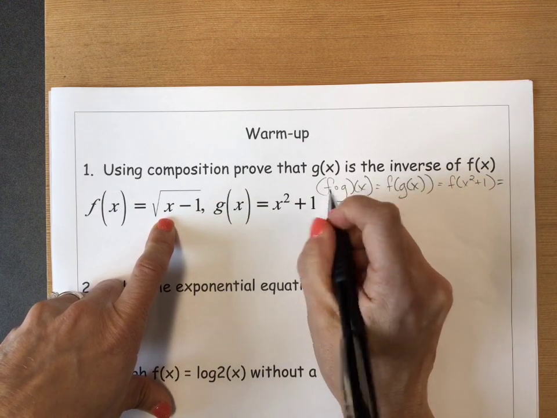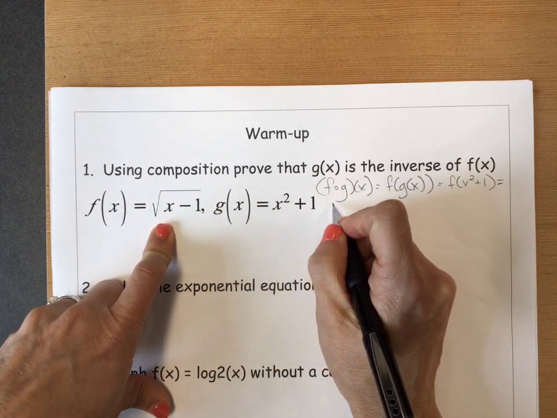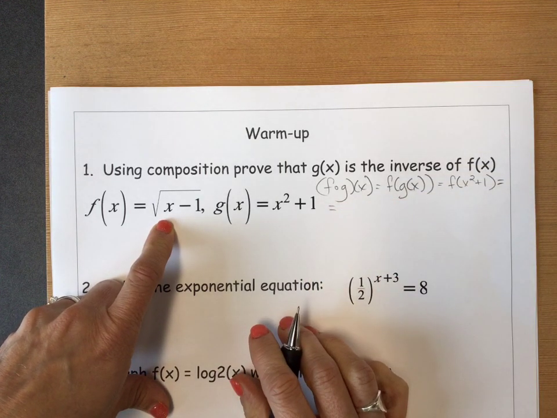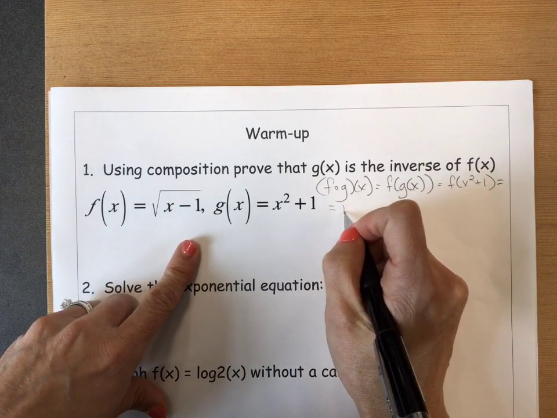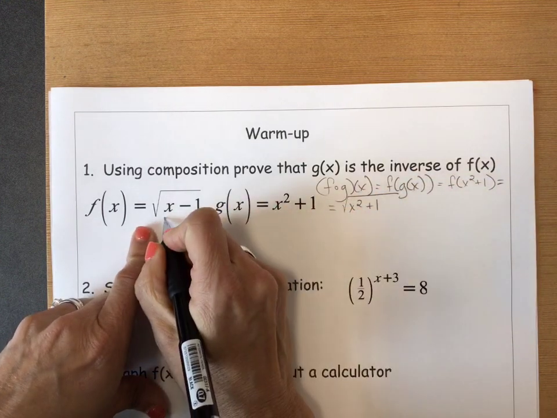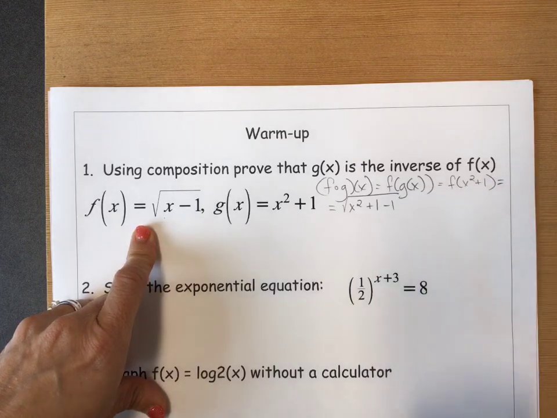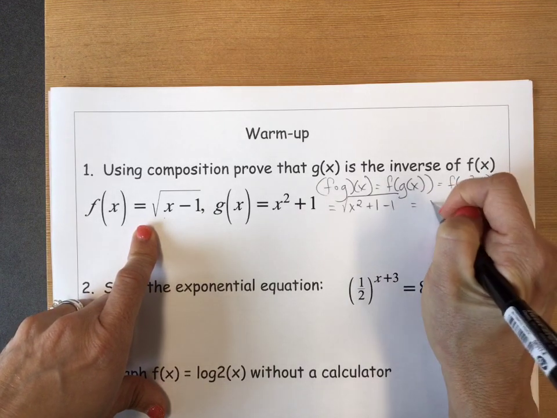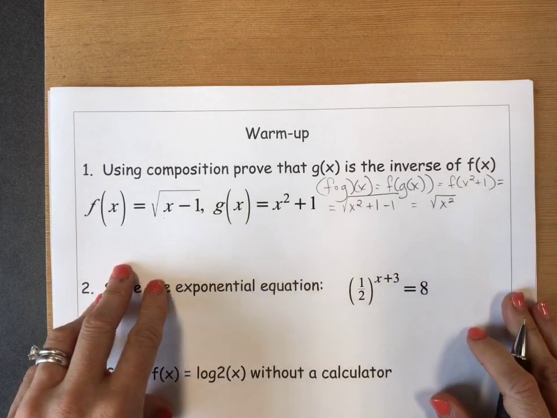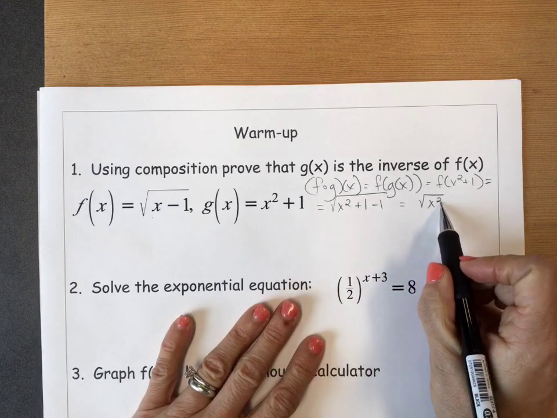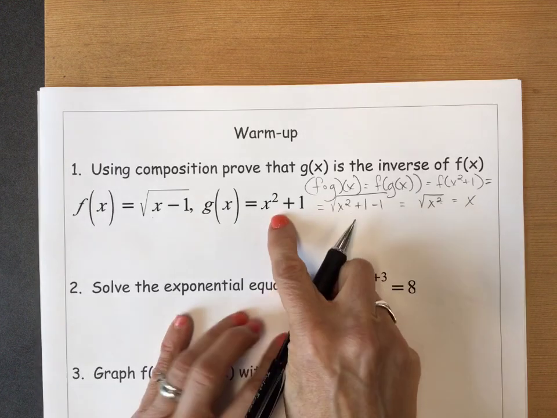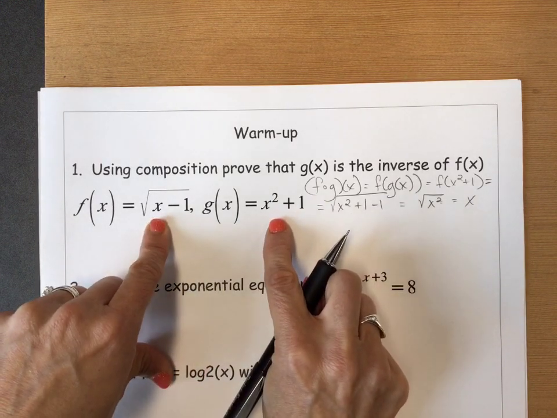If g is the inverse of f, then what we should get is the value of x. So I have the square root, and now I'm going to put x squared plus 1 for this x here, and then minus 1. Then I just get the square root of x squared. Well, what is the square root of x squared? We know that a square root undoes a square, so we get just x. And so yes, we have verified that x squared plus 1 is the inverse of the square root of x minus 1.